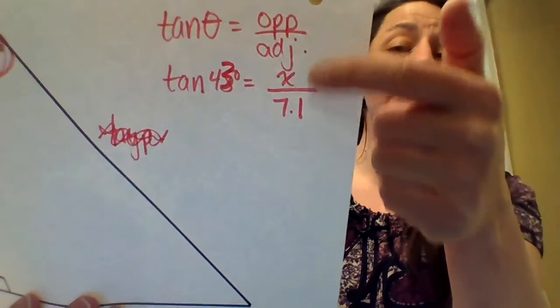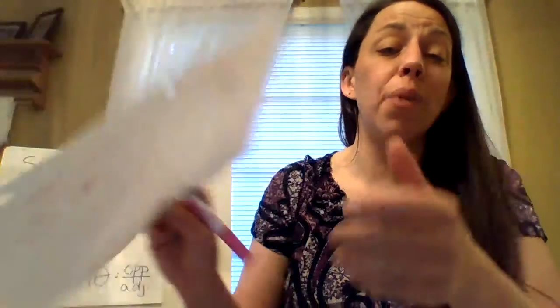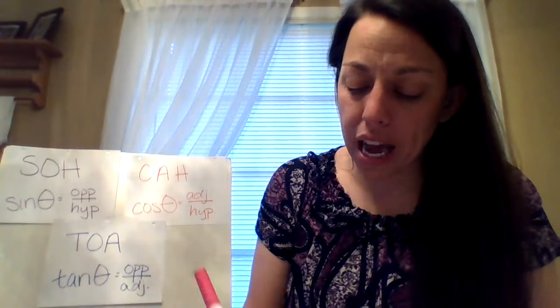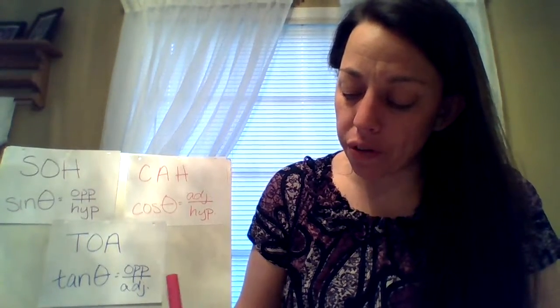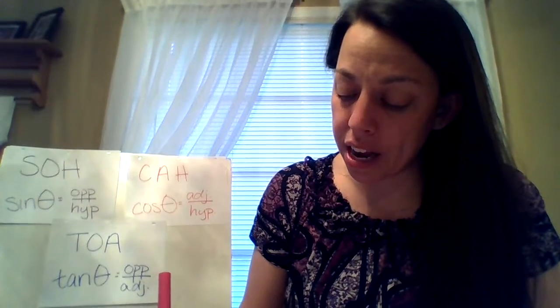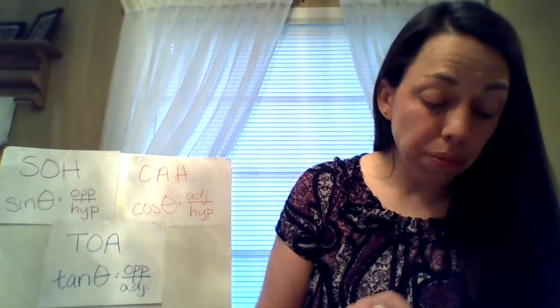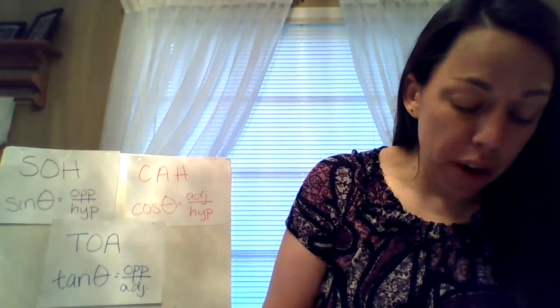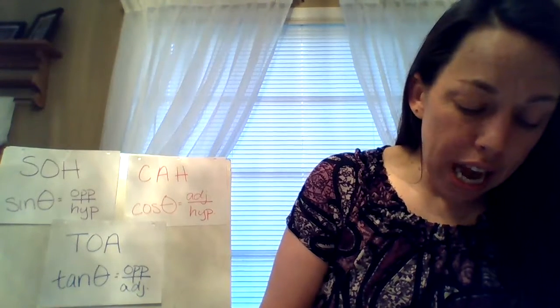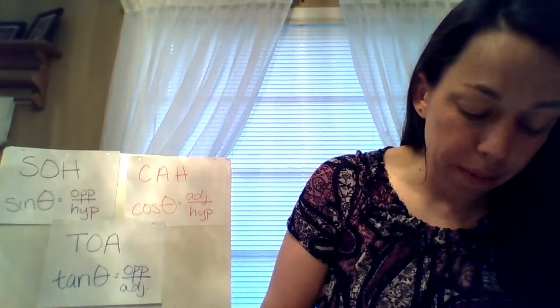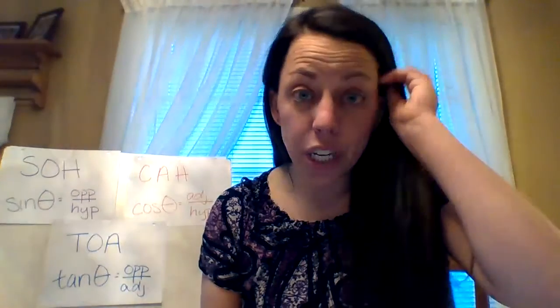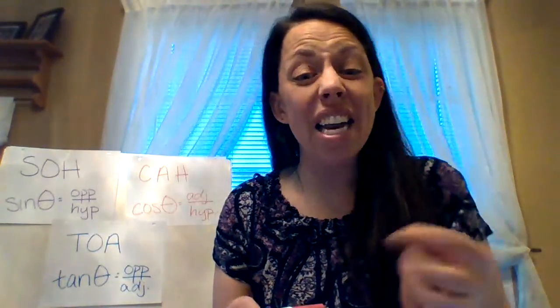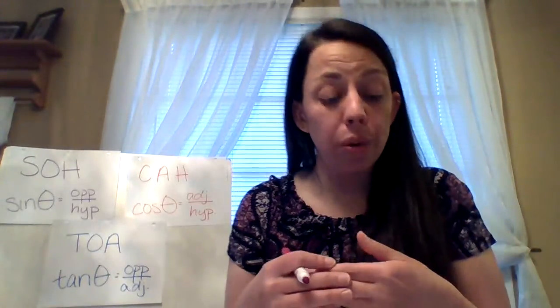Uh-oh, our unknown is divided by some number. Let's get rid of that 7.1 by multiplying both sides by 7.1. And so, again, if we're very careful about how we type in our calculator, we should type in 7.1 times the tangent of 43. By the way, if you're using Desmos to get tangent or sine or whatever, you can either use the alphabet thing and type in SIN or TAN or COS. It will know what you mean.